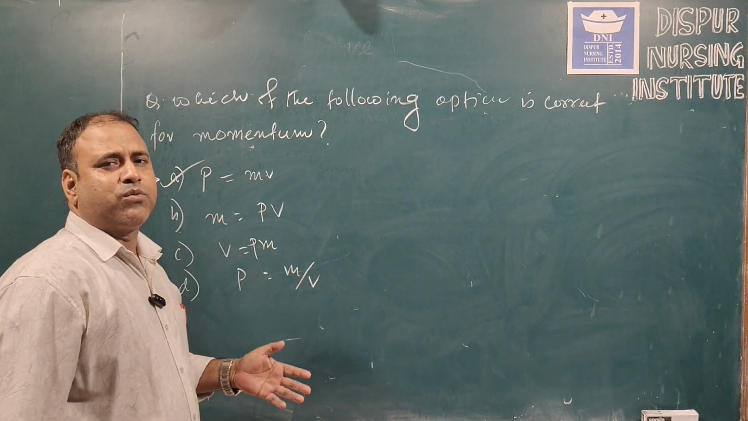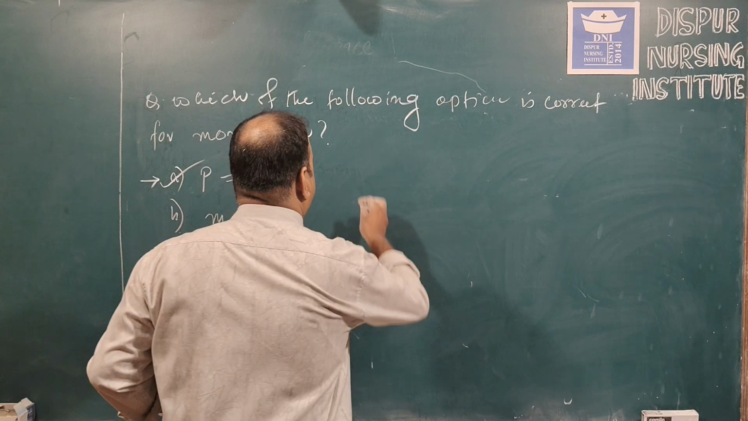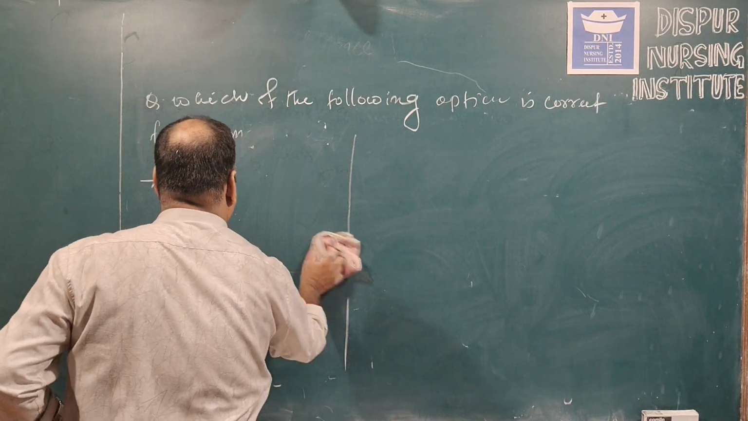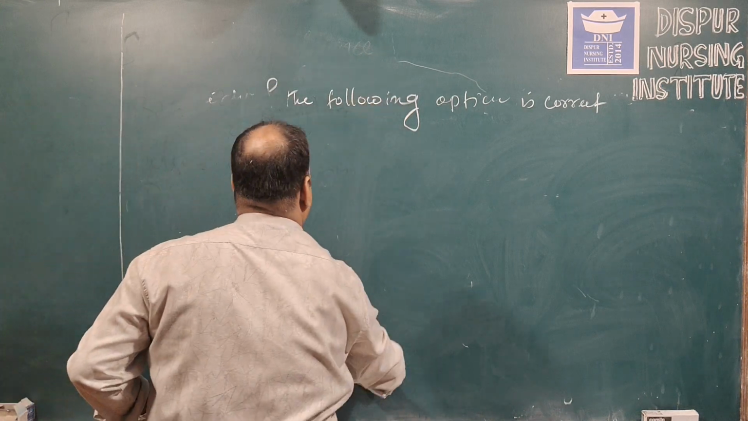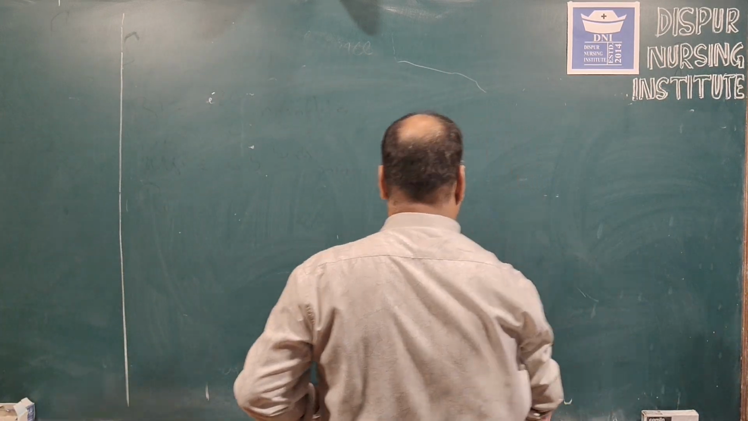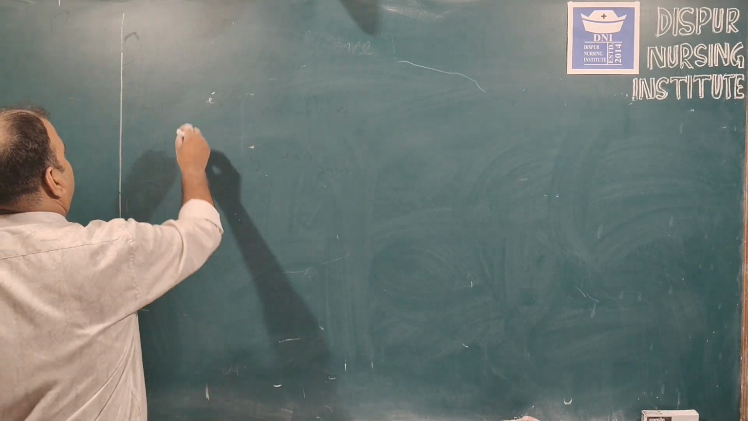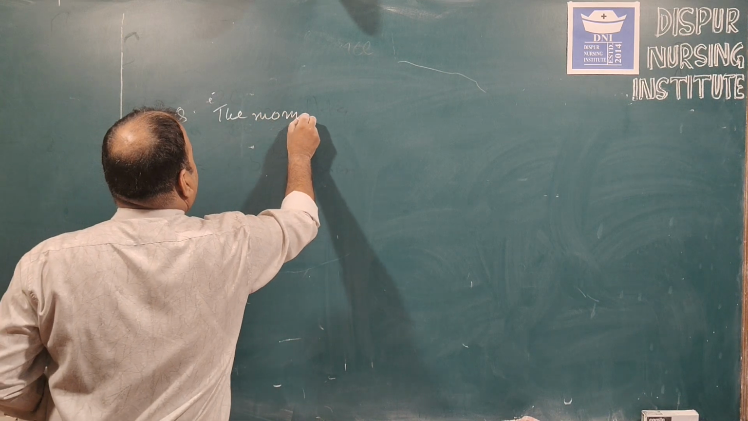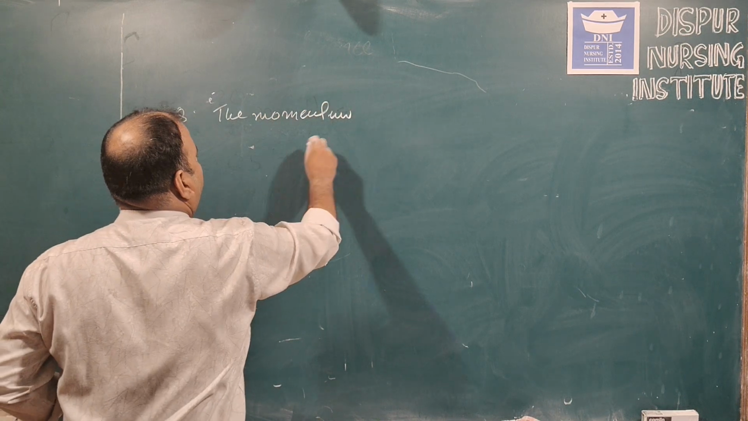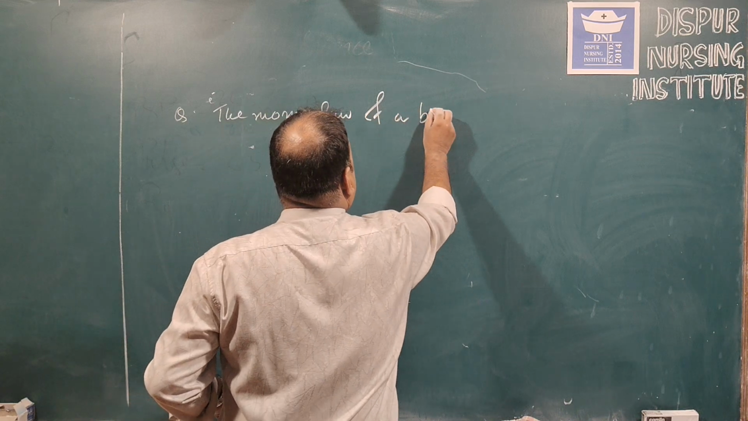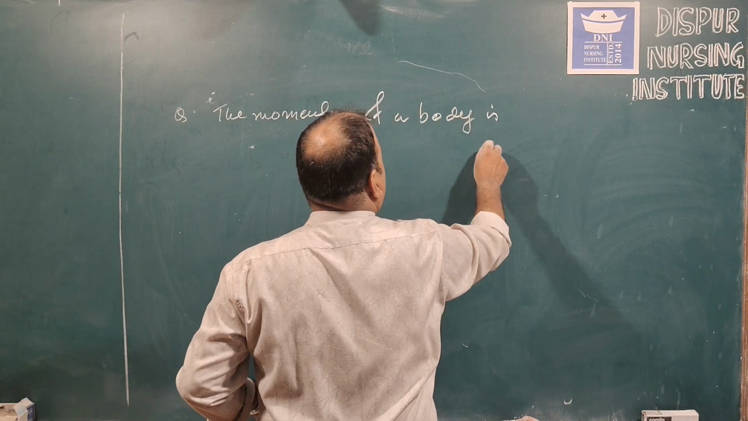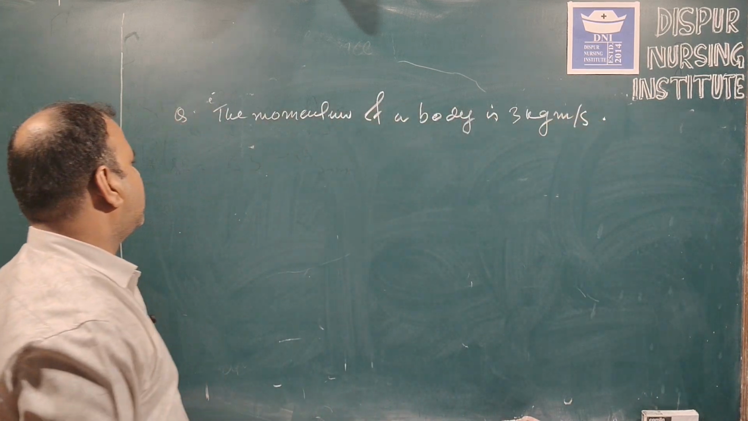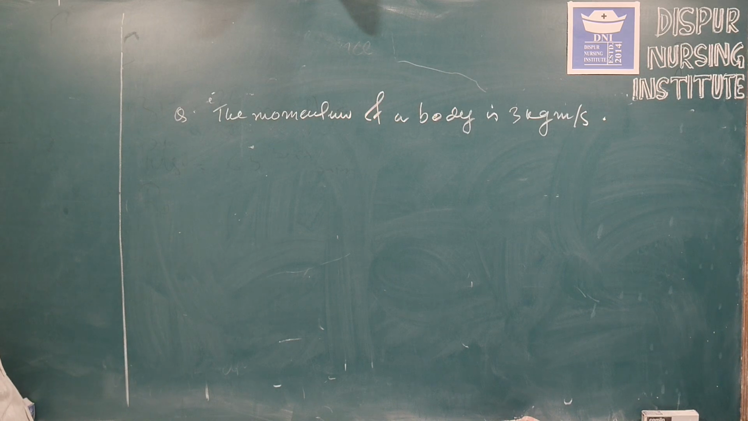So now I am going to discuss one question related to momentum. You can see this is the question. Suppose you are given this: the momentum of a body is 3 kg meter per second. Now see, the momentum of a body is 3 kg meter per second.